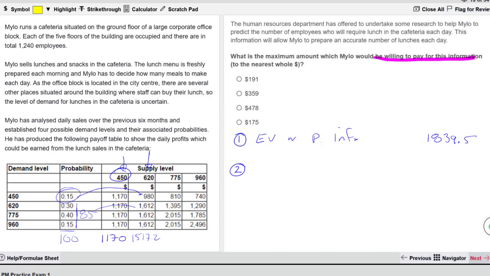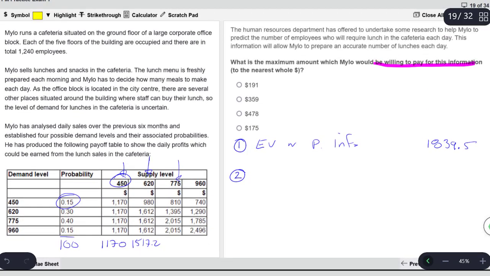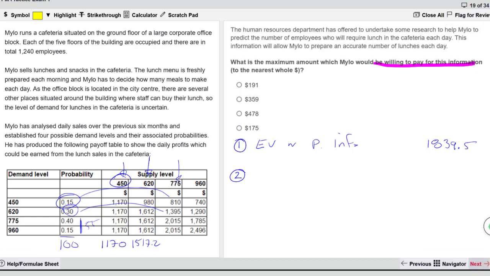Now, if we decide to produce and sell the 775, okay, well, that's going to be then the 15% multiplied by the 810, the 30% multiplied by the 1395, and the balancing figure this time will be 55%. 15 and 30 is 45, so the balancing figure is 55% multiplied by the 2015. We add up all of those products, and we get 1648.25.